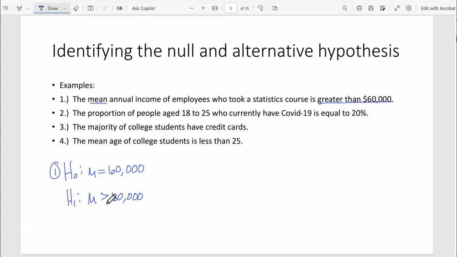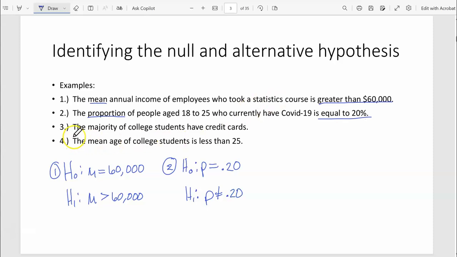Number two: the proportion of people aged 18 to 25 who currently have COVID-19 is equal to 20%. So keywords here: proportion, and is equal to 20%. In this case, we are testing the claim about a proportion. I'm going to use P here for proportion. And they actually gave us the null hypothesis at 20%, and we're always going to write that as a decimal. So the alternative would be not equal to 20%.